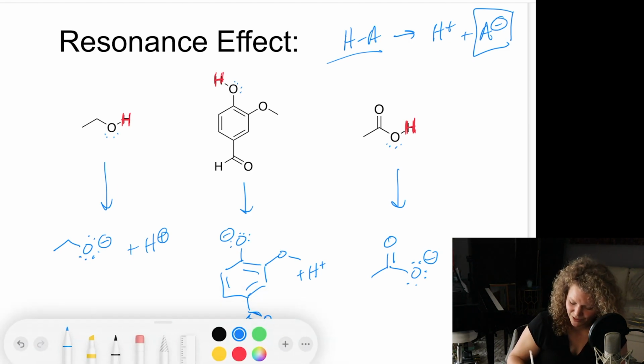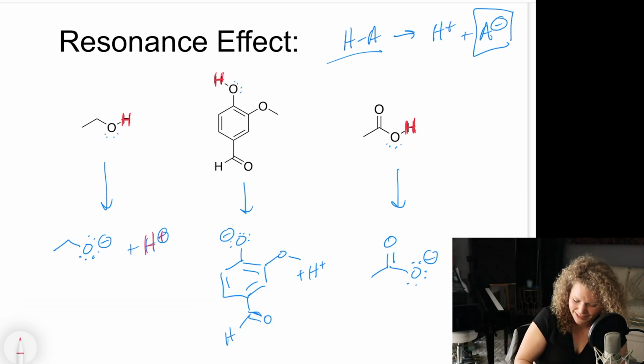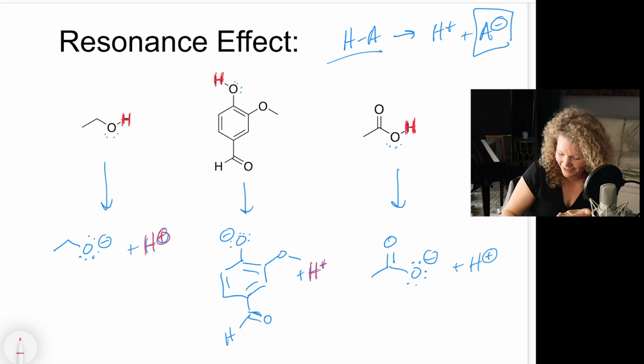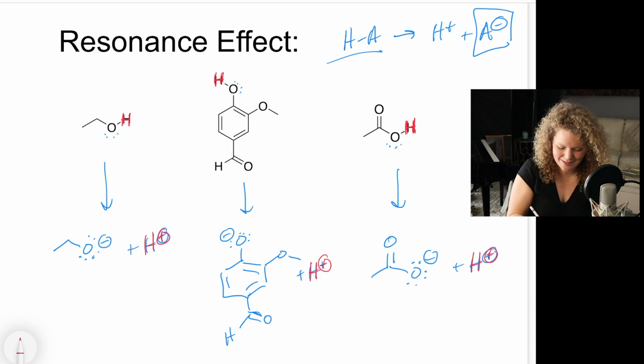Let me label the protons here in red or pink. I haven't decided what color this is. It kind of looks pink. Maybe it's because I'm drawing it over blue. All right, so when we do this, this is essentially our A minus, all of these anions.